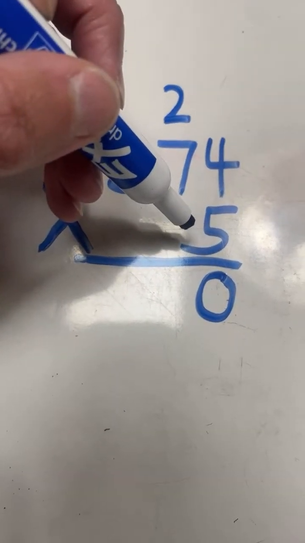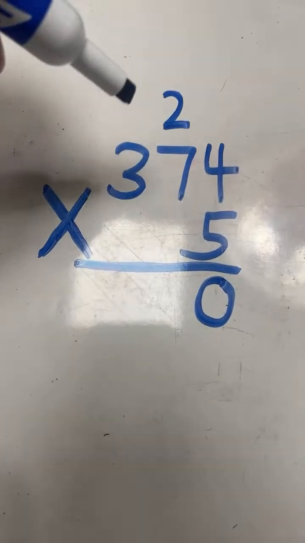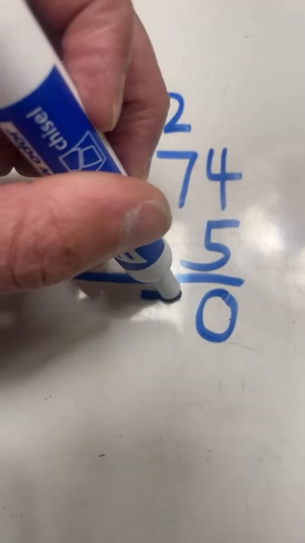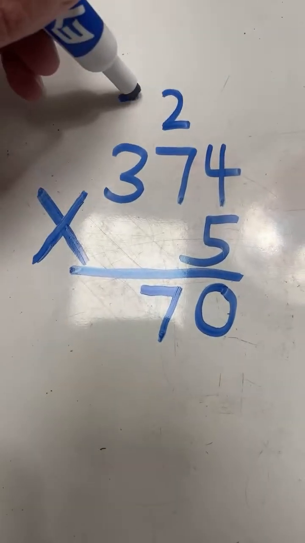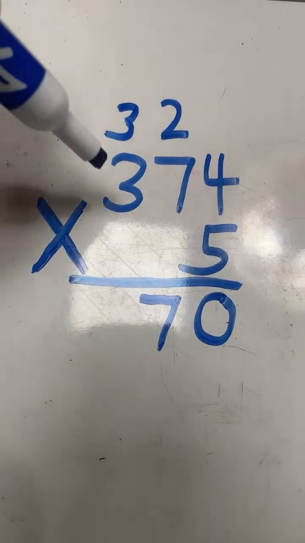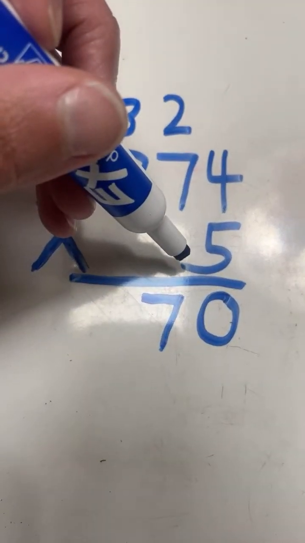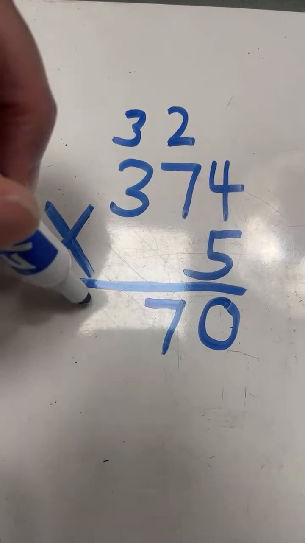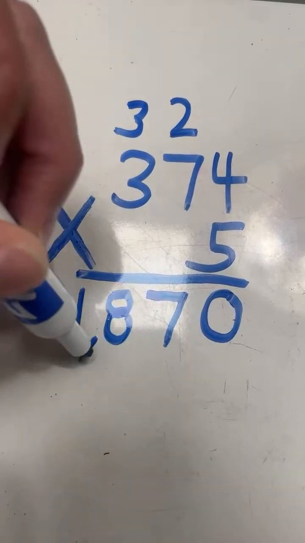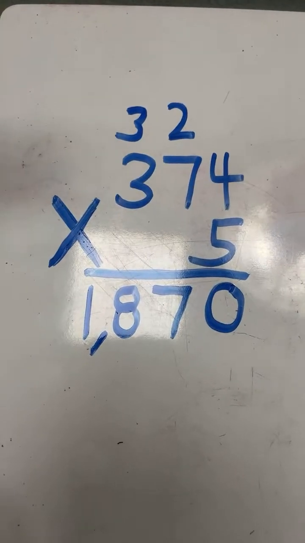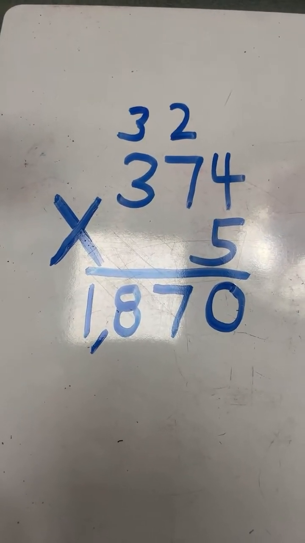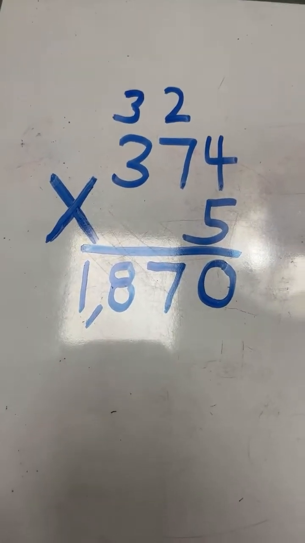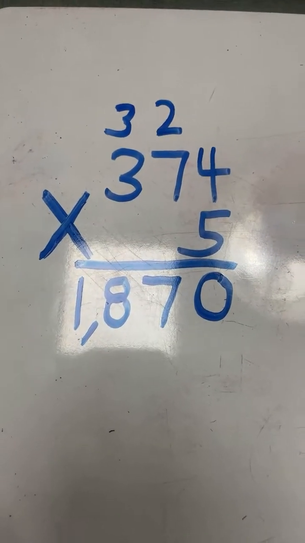7 times 5 equals 35, plus 2 equals 37. The 7 in 37 goes in the tens place. The 3 gets carried over to the hundreds place. 3 times 5 equals 15, plus 3 equals 18. And we have our final answer. 374 times 5 equals 1,870. All right, moving on to the next example problem.